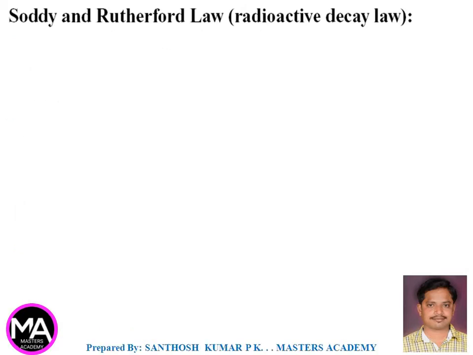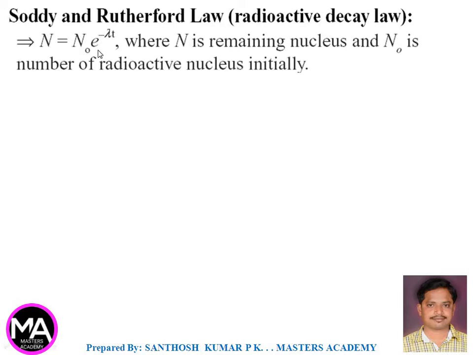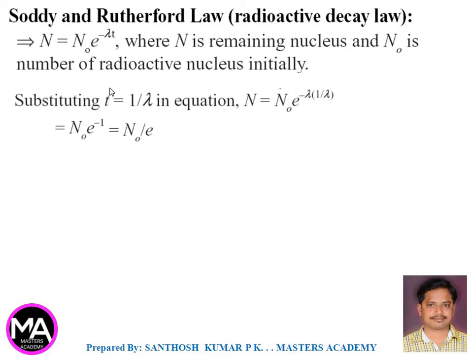Next, Soddy and Rutherford law, that is the radioactive decay law. We know that N is equal to N naught into e to the power of minus lambda t is the radioactive decay law, where N is the remaining nuclei after time interval t, and N naught is the number of nuclei initially. Now, substituting t is equal to 1 by lambda, where lambda is the disintegration constant.